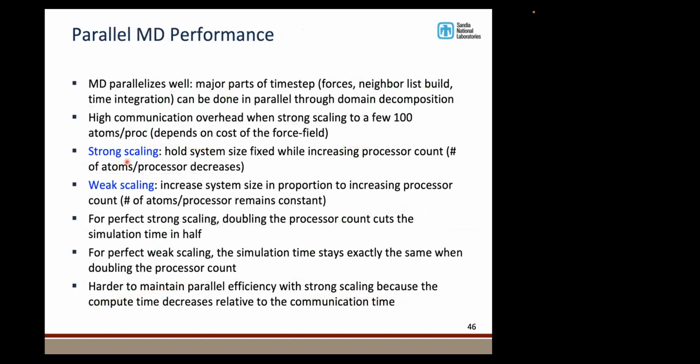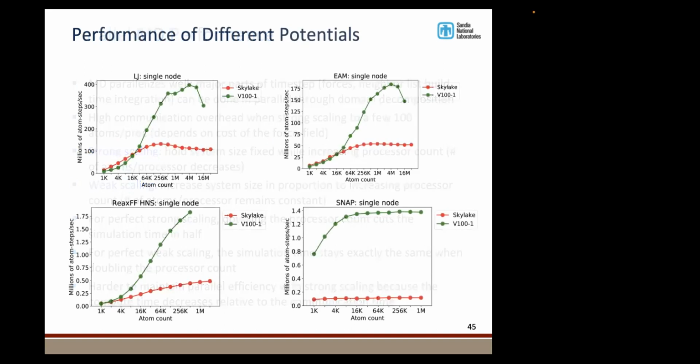Okay, so I just wanted to talk a little bit about MD parallel performance. In general, molecular dynamics parallelizes very well. The different parts of the time step can be done in parallel through domain decomposition. Typically, you'll just loop over atoms. And if you're strong scaling to a few hundred atoms per processor, then you can have a high communication overhead. There's not enough work, and you see that here.